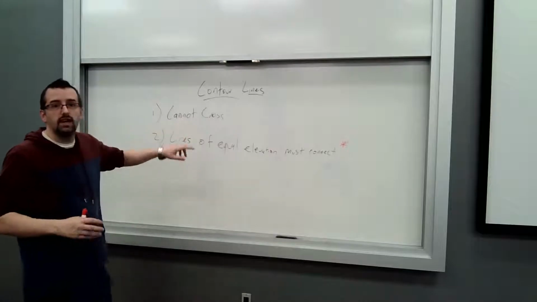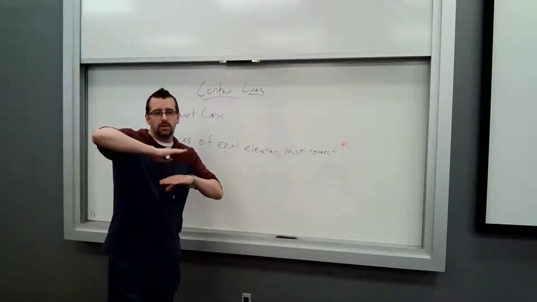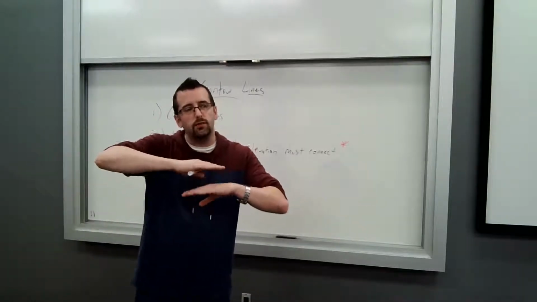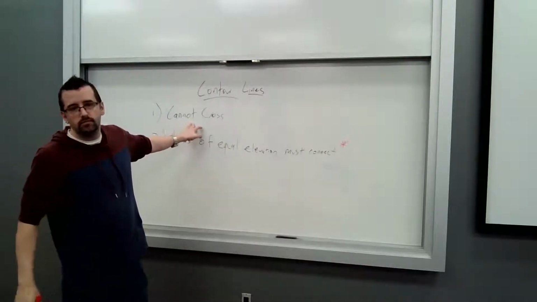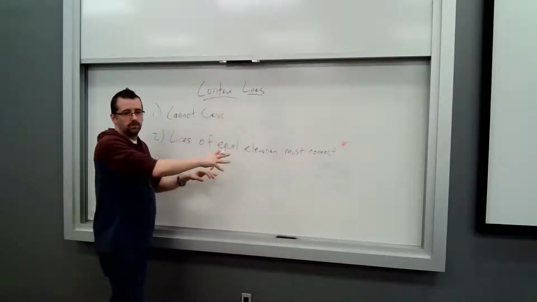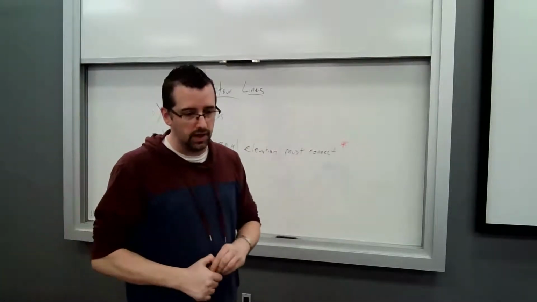Your lines can't cross. They can get real close. They can get close to the point that some of them will be almost indistinguishable. You won't even be able to tell the distance in between. But they cannot cross. And lines of equal elevation must connect. Always. All right, so here's what we're going to do, class.